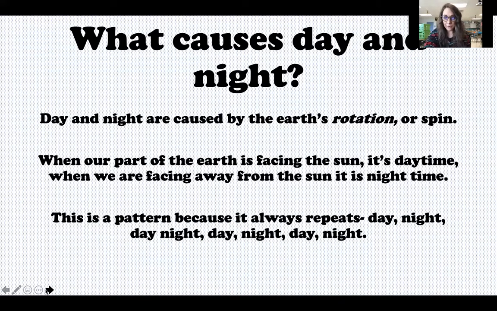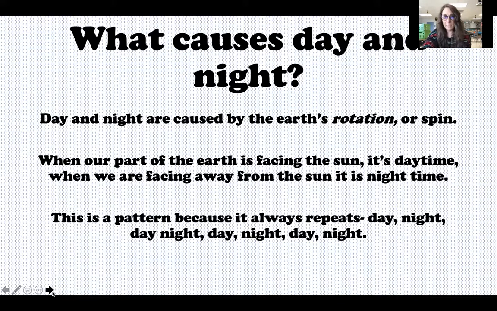And this is a pattern because it always repeats: day, night, day, night, day, night, day, night. We never skip over nighttime and have day, day. We never go backwards. We always repeat that pattern over and over and over again. So I'm going to show you in just a second. I have a little model to show you what's happening to help you understand a little bit more.